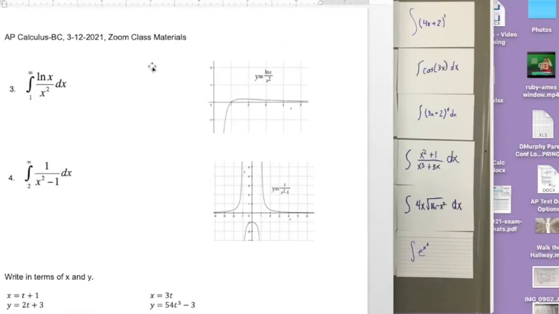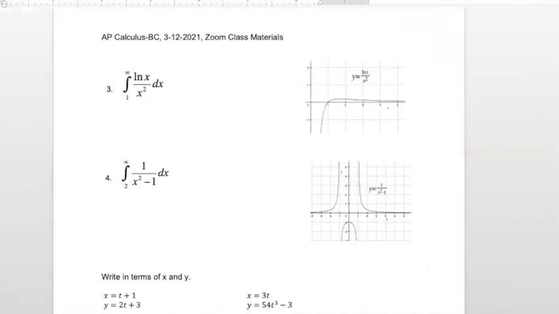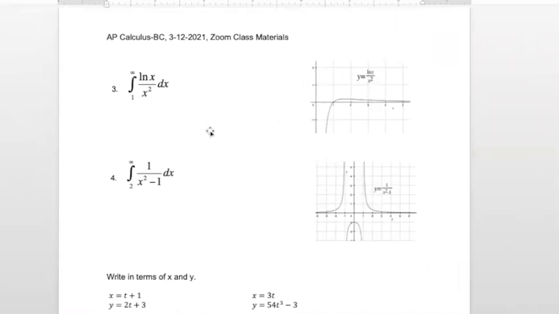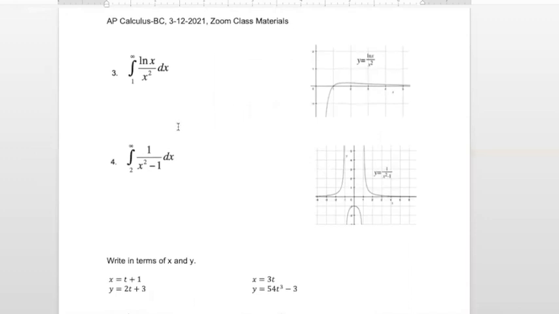So let's take a shot at number 1, or I guess it's number 3, this natural log here. These are the two I'd like to do, and again, I'm not sure I'm going to have time for it: the ln of x over x squared, and the second one is 1 over x squared minus 1. We can talk about both of them to start.